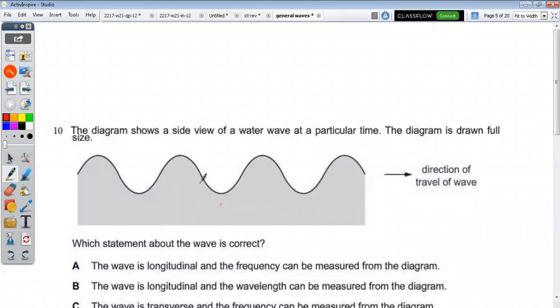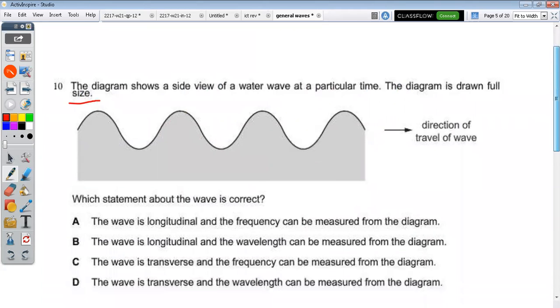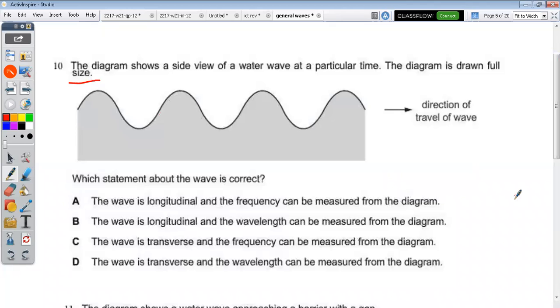Now the diagram shows you the side of a water wave at a particular time. The diagram is to full scale, is full size, so it means it's to scale. Which statement about the wave is correct? So analyze that.